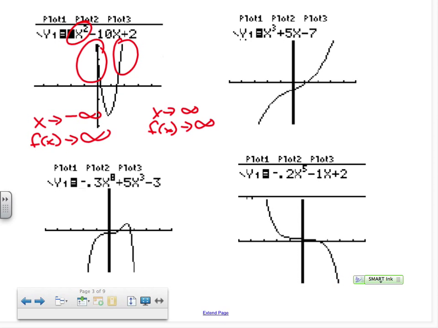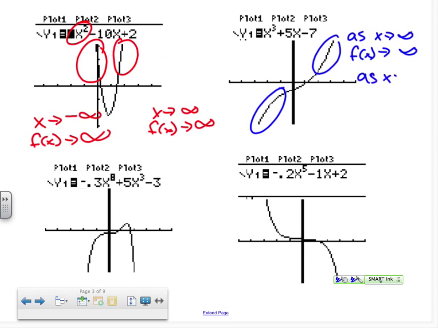This next problem, same thing. The right side is going to positive infinity, so as x goes to infinity, the function, the y value, is also going to go to infinity. However, the left side is going down. As x goes to negative infinity, the function is going to negative infinity. And again, keep a look at your lead coefficient there.